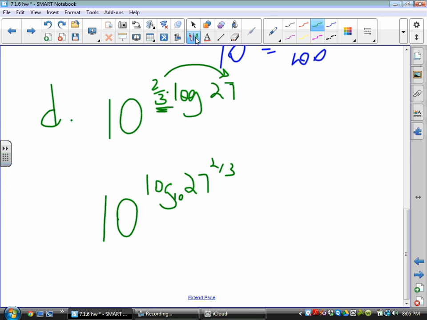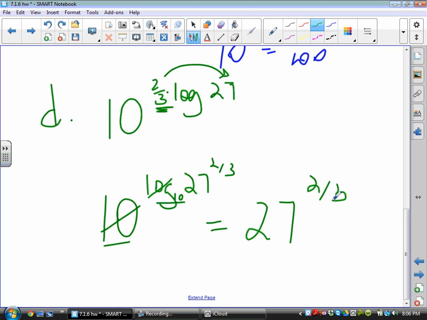We've said this before on other homework problems and in class. I think there was something on the closure packet too, last chapter maybe, where we had a base of 10 and raised to the log of 10. Those are inverses of each other, so they're going to actually cancel each other out. So all I have left is this 27 raised to this 2/3 power.